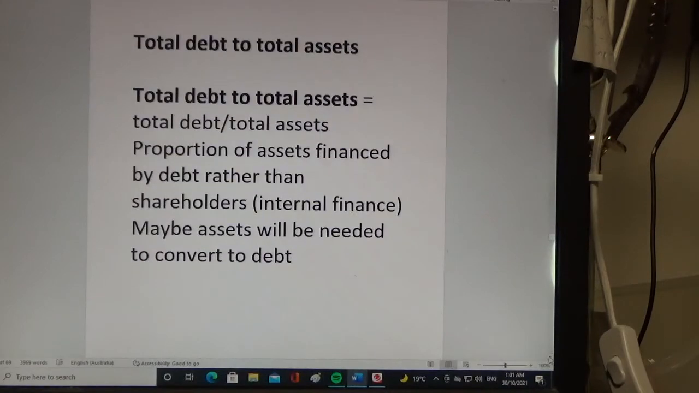Now, total debt to total assets. Total debt to total assets equals total debt over total assets. Proportion of assets financed by debt rather than shareholders' internal finance.